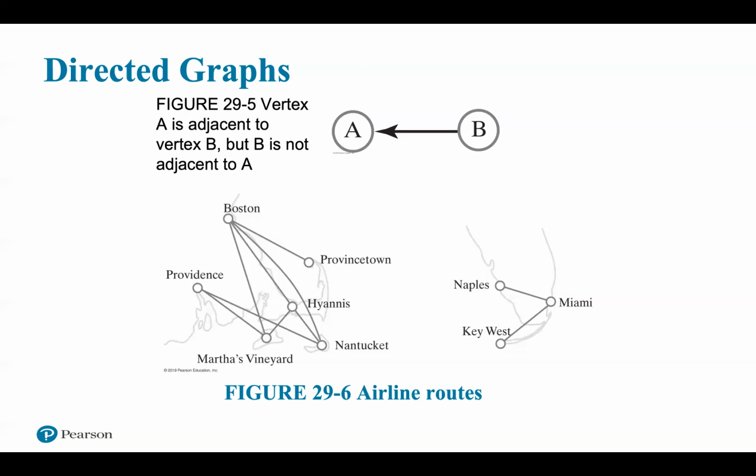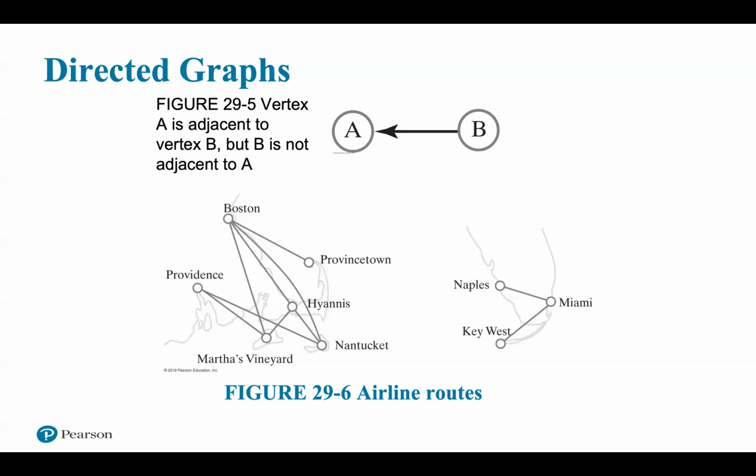So let's talk about the number of edges. If a directed graph has n vertices, how many edges can it have? If the graph is complete, each vertex is a neighbor of all the other vertices. Thus, each vertex ends n minus one directed edges. Consequently, the graph has n times n minus one edges.